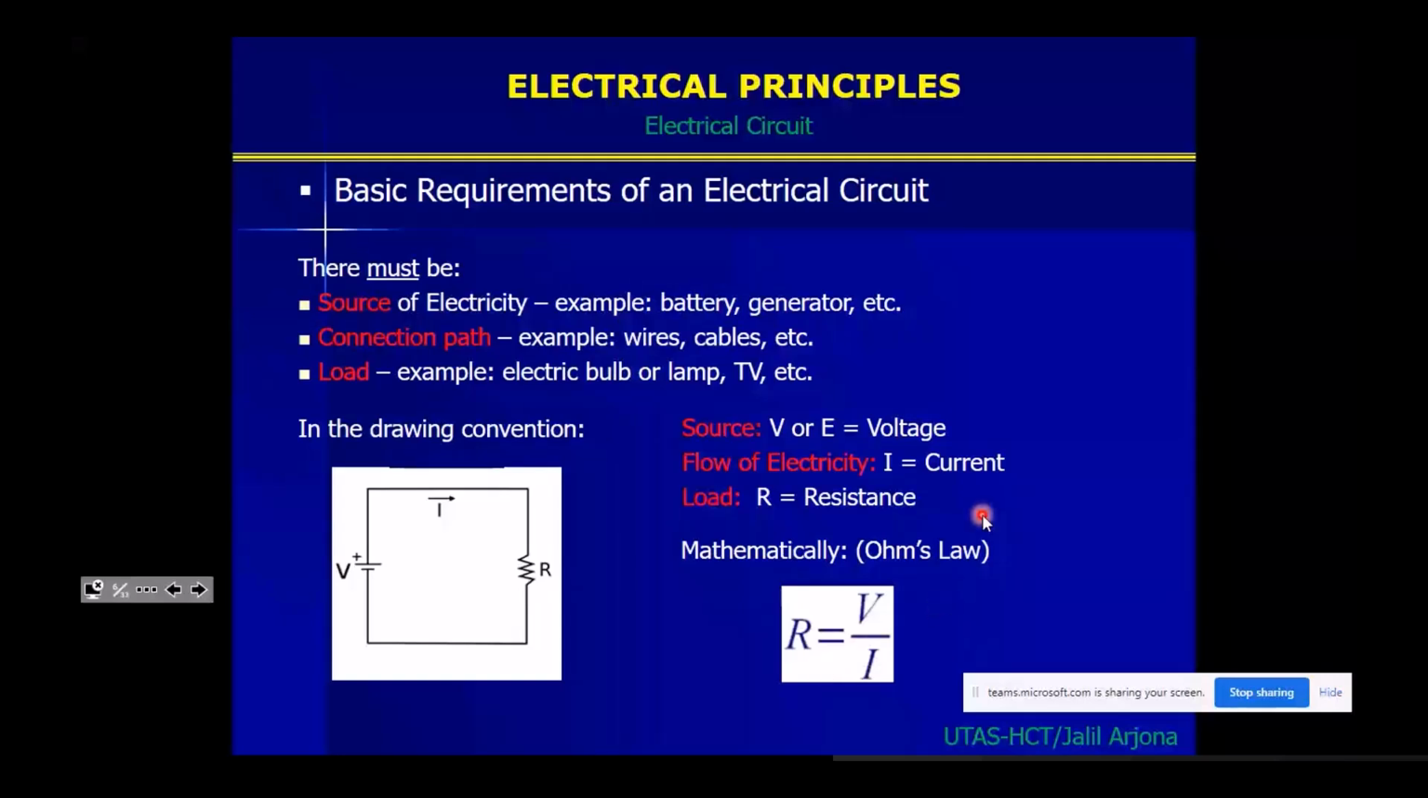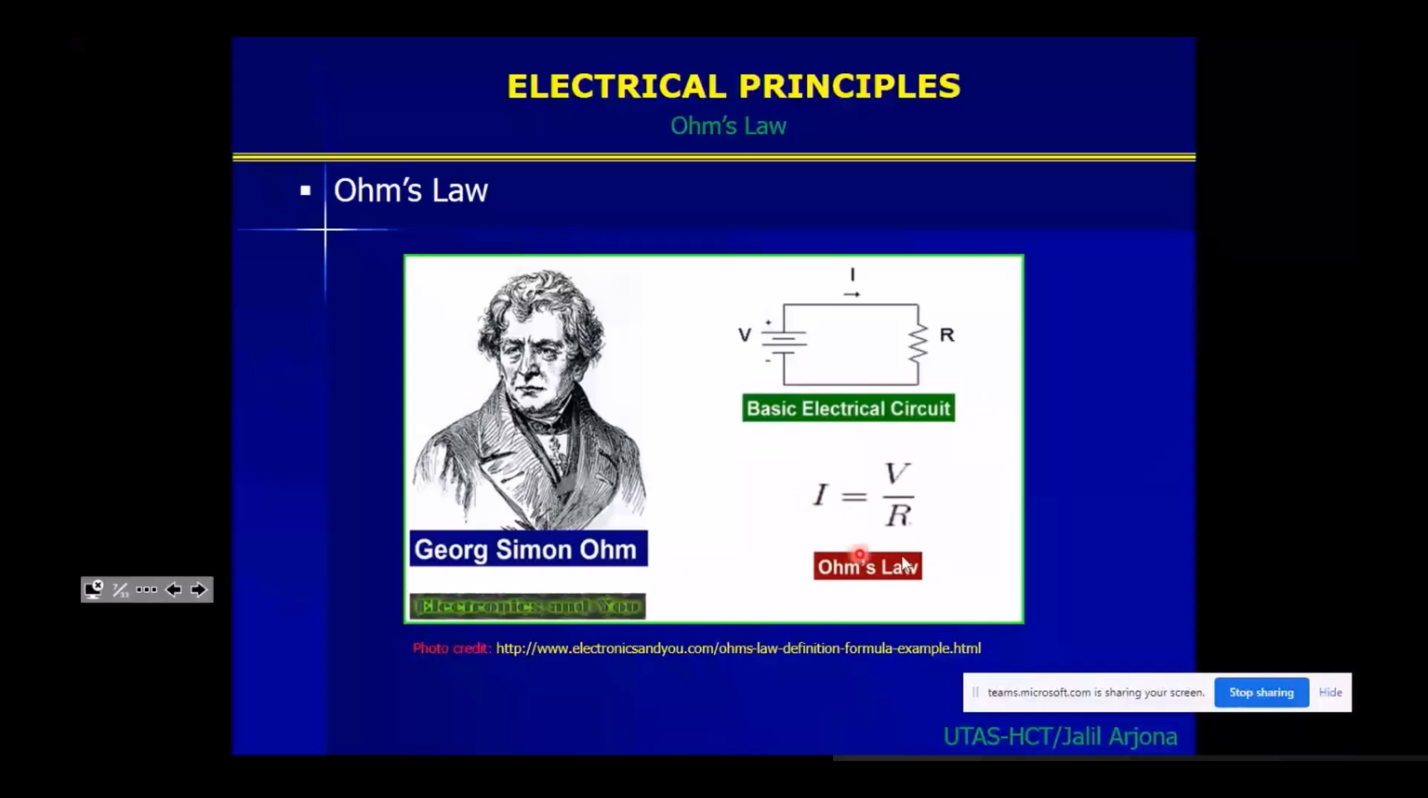According to Mr. George Simon Ohm, the ratio of the applied voltage over the flow of current is a constant value, and that is called resistance. So this is the definition of Ohm's law. This is the circuit according to Ohm's law. And we have the relationship of Ohm's law: if we cross multiply the R, we will get the current, I equals V over R. So this is Ohm's law.